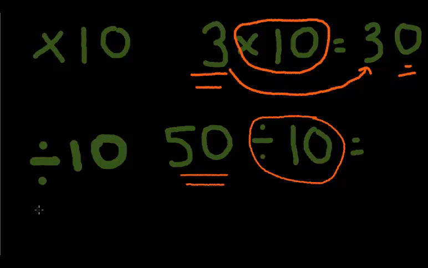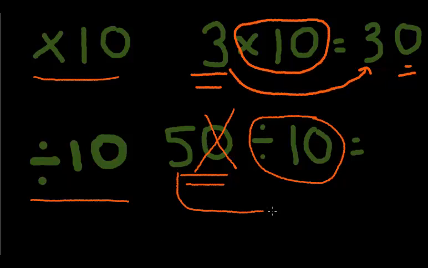The divided by 10 rule is the opposite of the multiply by 10 rule. In the multiply by 10 rule, remember, we added a 0 to the end of the number. So what we're going to do now is we're going to take off the 0. So we're going to take off that 0, and then we're going to rewrite what's left. So our answer is 5. So 50 divided by 10 is 5. Let's try another one.